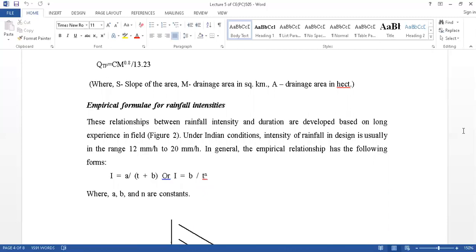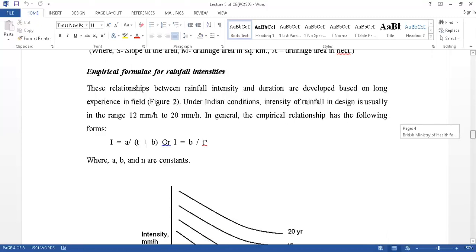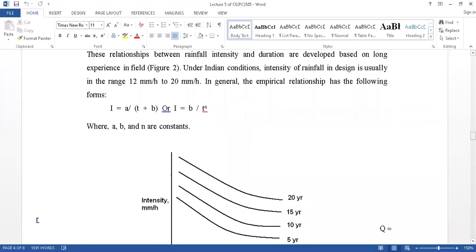In general, the empirical relationship has the following forms: I equal to A by T plus B, or I equal to B by T to the power N. All these A, B and N are constants, and these constants are calculated from statistical records, by plotting graphs of I versus T, and from the graph you can calculate A, B and N.